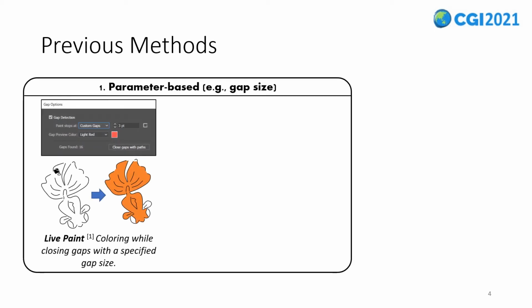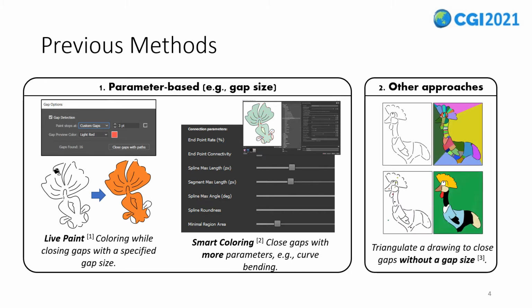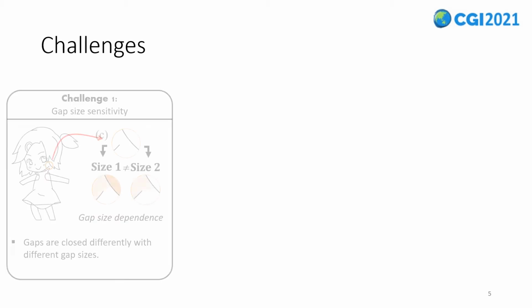How to handle this? There are some approaches such as live paint and smart coloring that require users to input sizes for gap closing. It is also widely used in other 2D drawing programs. Some other approaches have been proposed as well. Here we show a triangulation-based method, which is independent of gap size. However, there are still challenges.